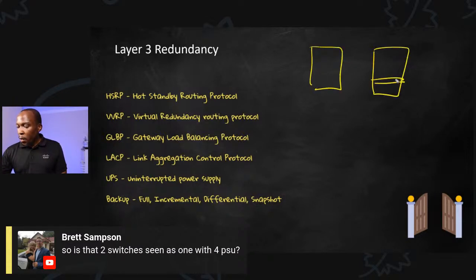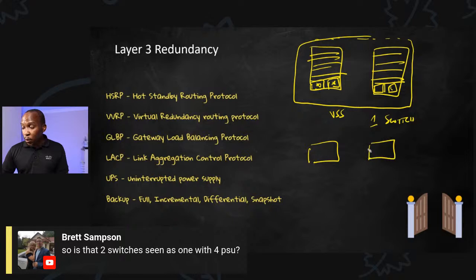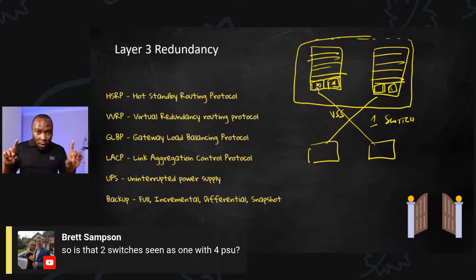So you'll have your supervisor, you'll have your dual power supplies, and then you got your network ports, and then using the virtual switching technology, this is then using something known as VSS. This is then presented as one switch to the rest of the network. So when I'm connecting my distribution switches to my core switch, I'm going to have a cable going this way. I'm going to have a cable going this way. It might look like I'm going to one switch, but behind there are two individual switches.